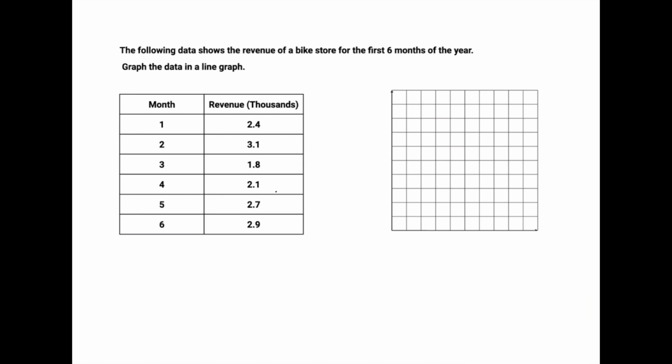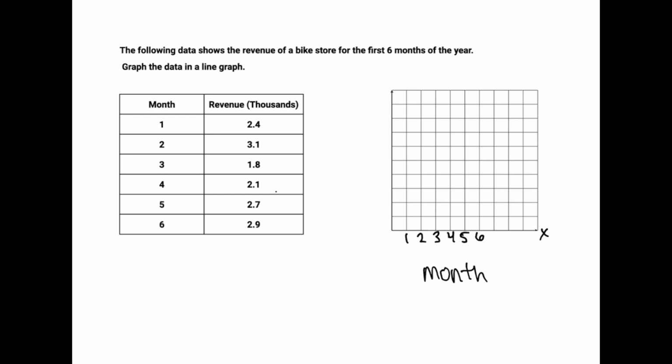This last problem says that the following data shows the revenue of a bike store for the first 6 months of the year. Graph the data in a line graph. A line graph is a type of chart used to show information that changes over time. We plot line graphs using several points connected by straight lines. The first step is to label our graph.